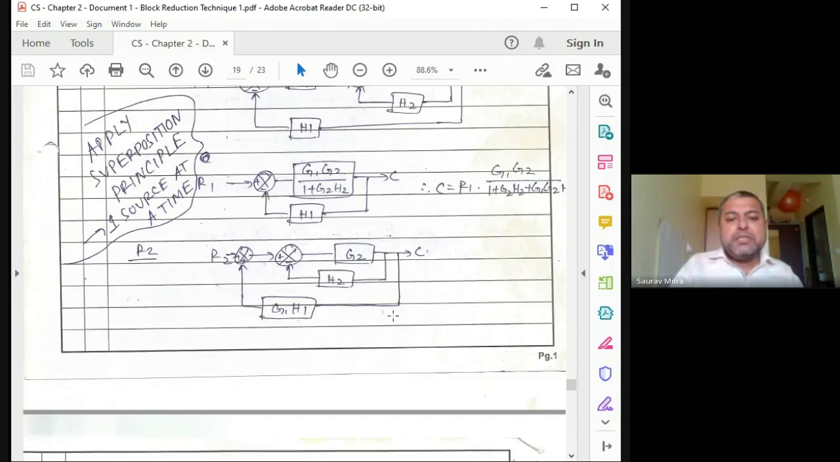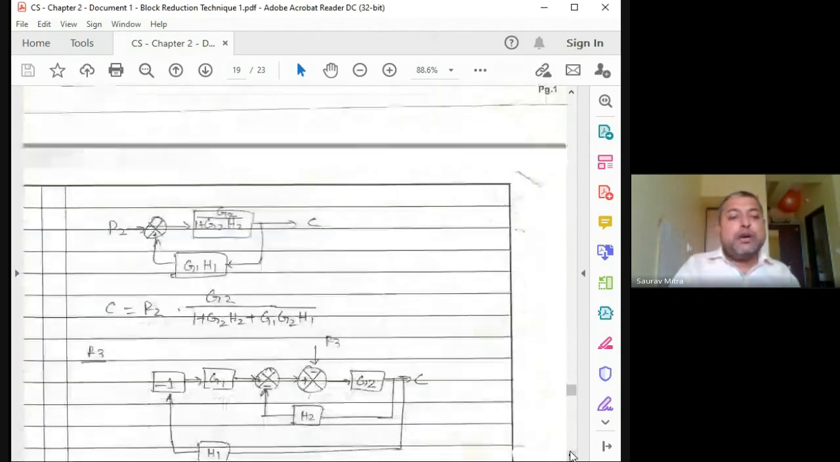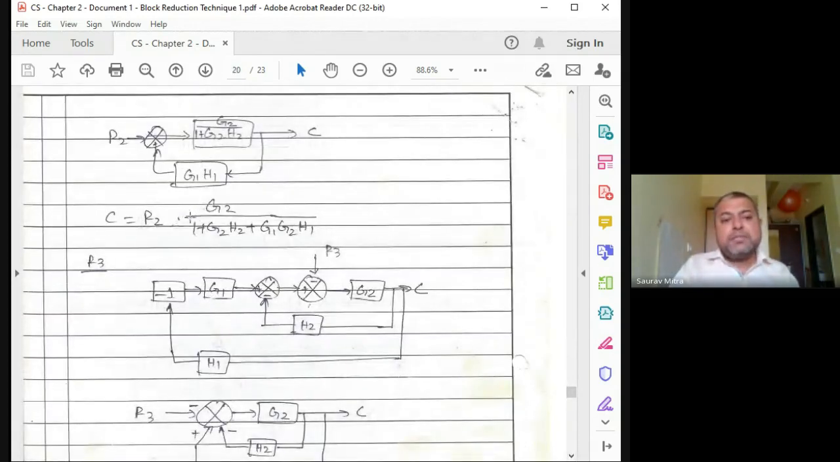So this now becomes the system, and now there are 2 loops. G2 H2 is the first thing you have to solve, that is G2 divided by 1 plus G2 H2, and this is also a negative feedback. Accordingly you can solve and find out the output. I think there will come some negative here. So C is equal to R2 into G2 divided by this. If there are small mistakes of minus and plus, you can correct them.